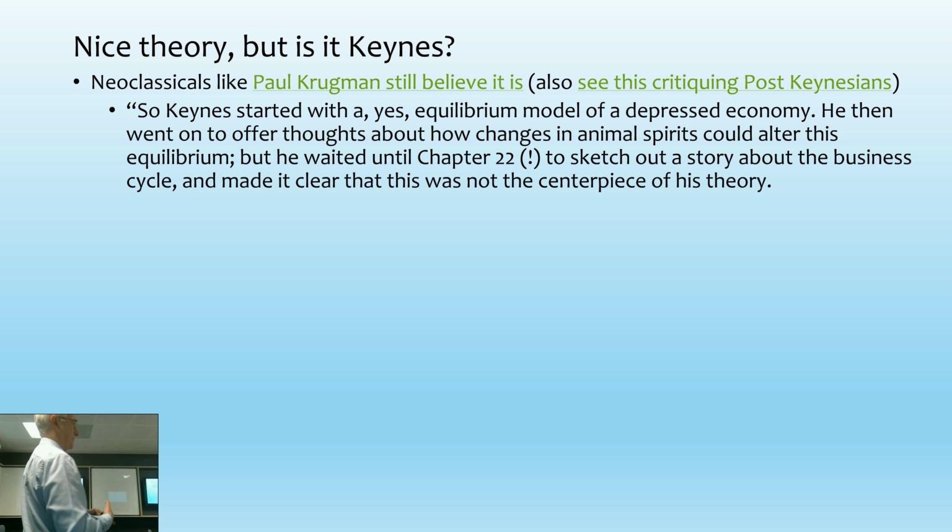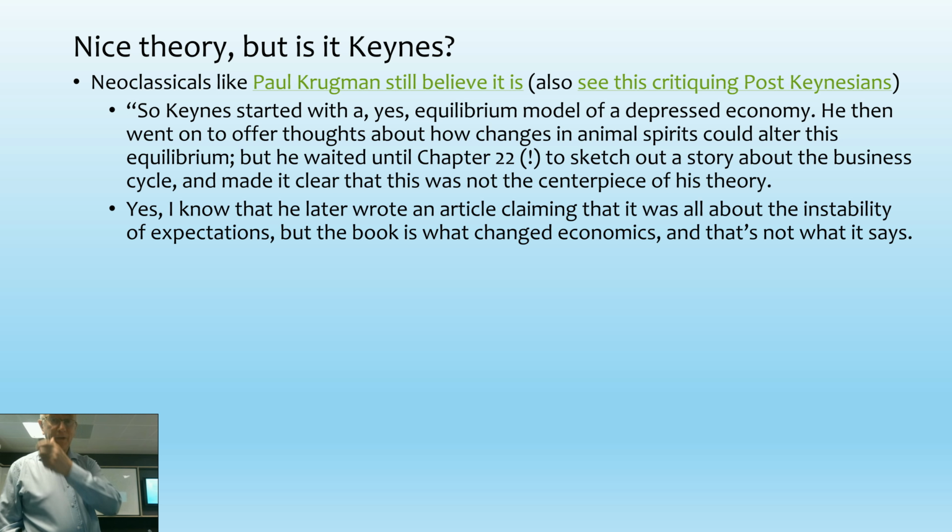The DSGE people are adding frictions to their model to explain why things didn't return to equilibrium after the financial crisis. Some people like Krugman and Summers are saying, let's go back to ISLM. And he's defending an equilibrium interpretation of Keynes, and he has got some basis for it. If you look at the General Theory, he does actually point out later that instability of expectations is what matters, but he says that's what the book is, what changed economics. Okay? So let's stick with the book.